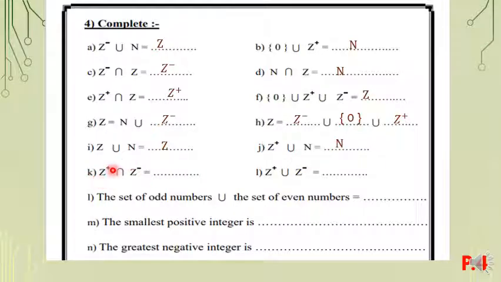Letter K. Z positive intersect Z negative equals... Fine, there is no common element between Z positive and Z negative. Letter L. Z positive union Z negative equals Z star. The set of odd numbers union the set of even numbers equals Z. Letter M. The smallest positive integer is 1. The greatest negative integer is negative 1.